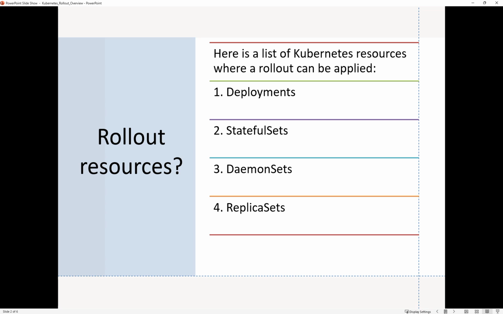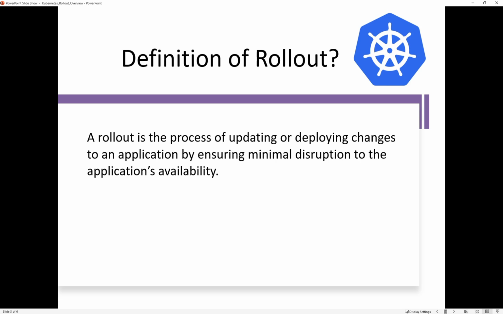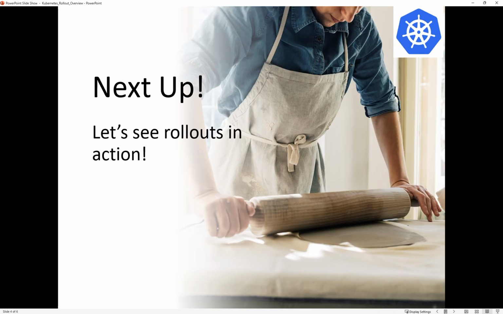By definition, rollout is a process of updating or deploying new changes to an application which is already running inside the pod, while ensuring very minimal disruption to the application's availability. So let's directly jump to the practical session.